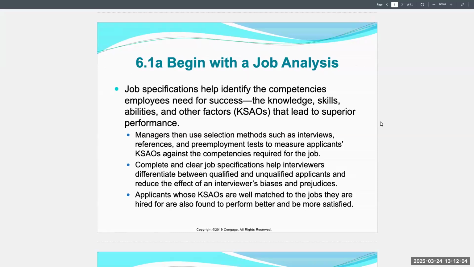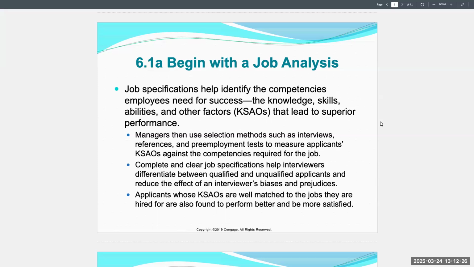Every selection process begins with one essential question. What exactly are you hiring for? That's where job analysis comes in, and job analysis is the foundation upon which effective hiring, training, performance evaluation, and compensation systems are built. If we skip this step or do it poorly, everything that follows is based on shaky ground.